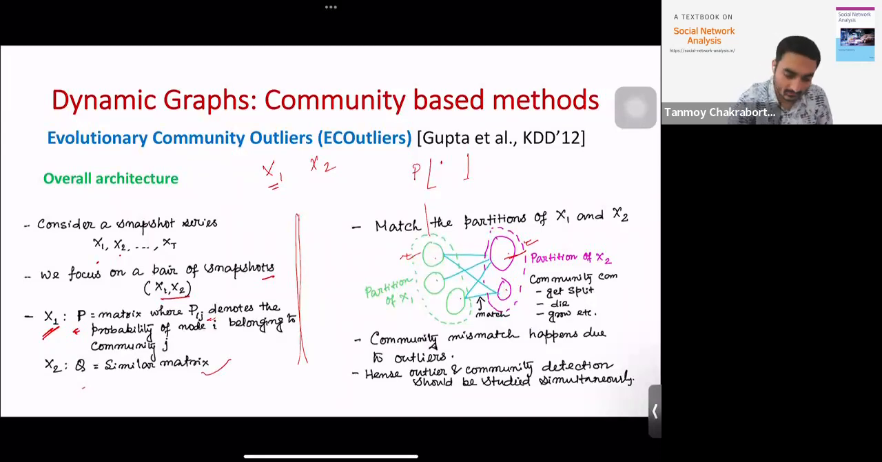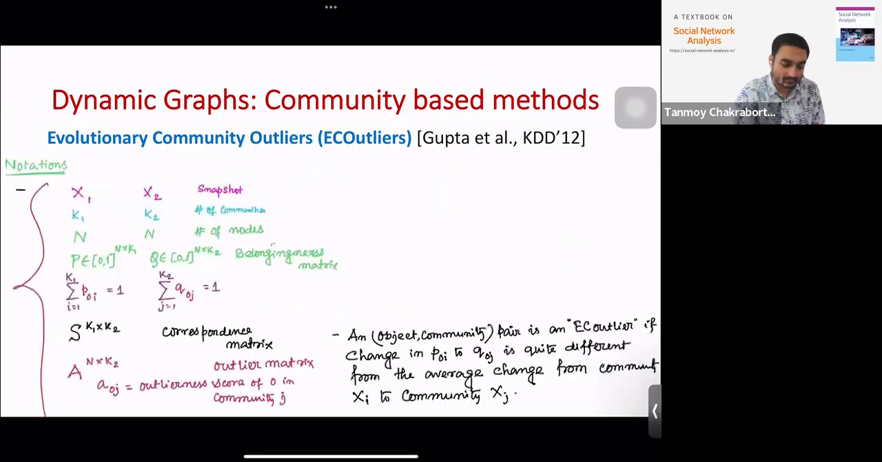So we define something called community mismatch. The community mismatch happens due to outliers. If the nodes are more or less the same, say here there are 5 nodes and here the same 5 nodes are in this community, then these nodes can be easily linked. But if certain nodes which were here at timestamp X1 are not in this community, it means that there is some mismatch.